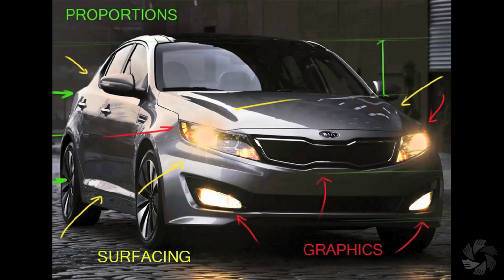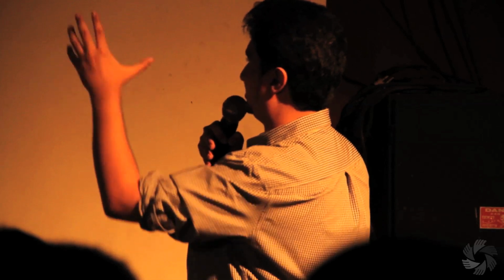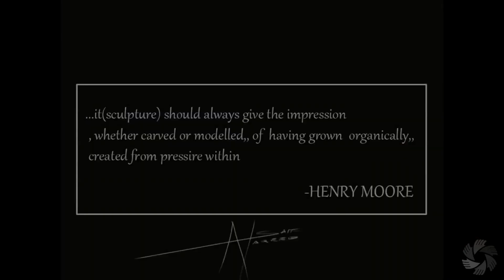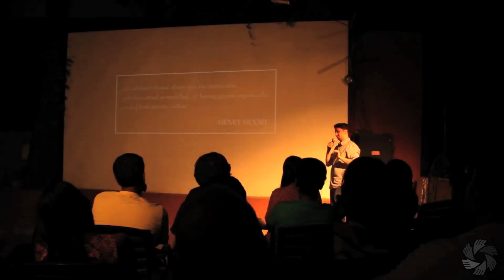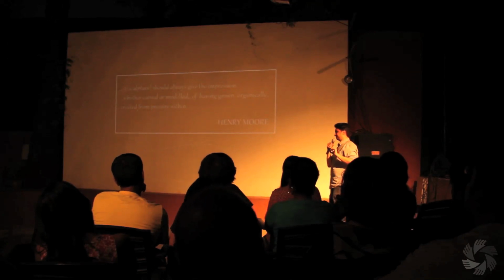So going back to our original Kia that we talked about, now you can sort of see why it looks like that. You may not know exactly why, because you don't know the inspiration behind it. But you can see that it was not designed just like that. There was a very deep, intensive thought process behind it. And this is a quote which I always keep in my head: sculpture should always give the impression, whether carved or modeled, of having grown organically, created from pressure within. And yes, I did spell pressure wrong. Thank you.